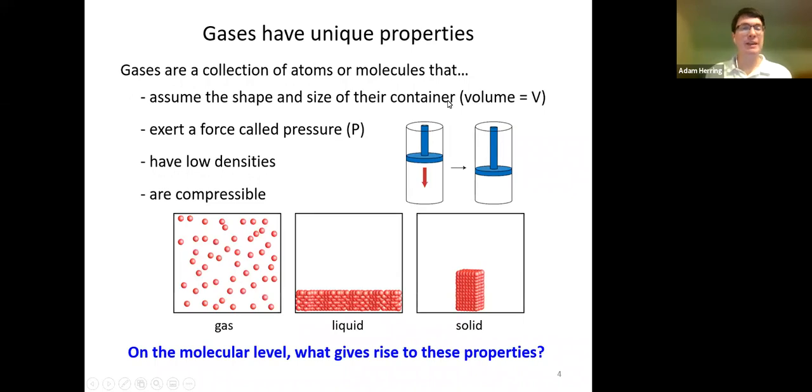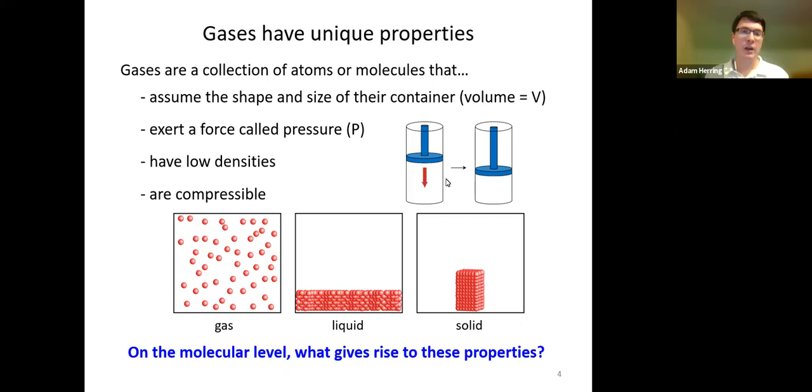So we've already looked a little bit at solids, liquids, and gases in previous videos in terms of their intermolecular forces and the interactions that exist between them. We're now going to delve deeper into the properties of gases. Gases are a collection of atoms or molecules that will expand to fill the shape and the size of their container. They exert a force on that container that we call pressure. They tend to have very low densities and are compressible.